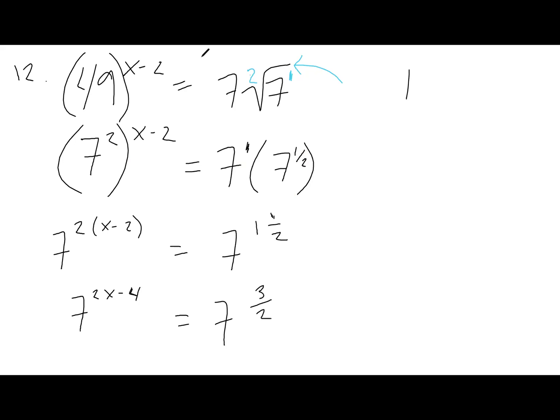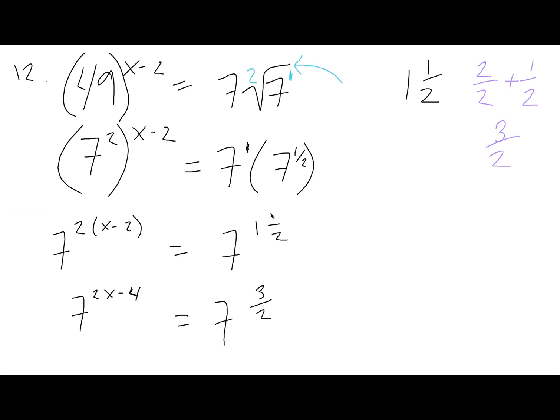If you don't remember how to change a mixed number to an improper fraction, remember you're going to do 2 times 1, which is 2, and then plus 1, which gives you 3, so this is 3/2. Or you would just go ahead and say, well, the 1 is 1 whole, so 2/2, and the 1/2 is 1/2, so that gives me 3/2. Better way to understand that.